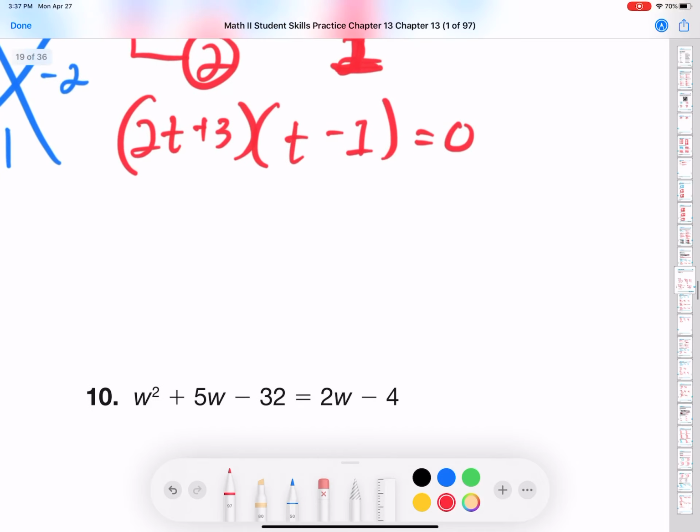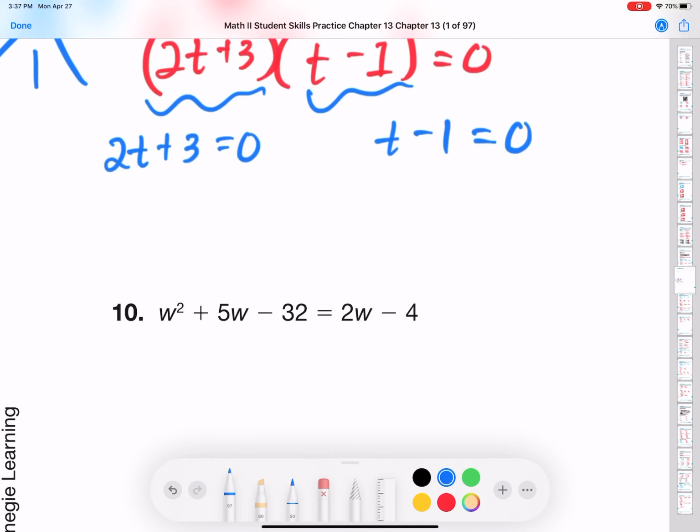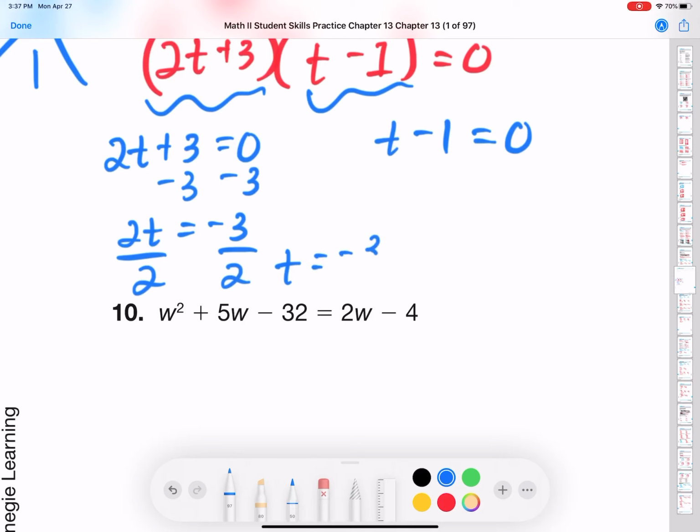Now that we've factored, you set each factor equal to 0. So the first one is 2t plus 3 equals 0. Second one is t minus 1 equals 0, and then you solve for each one. First one, subtract 3 on both sides. 2t is equal to negative 3. Isolate t by dividing by 2, so you get t is equal to negative 3 over 2.